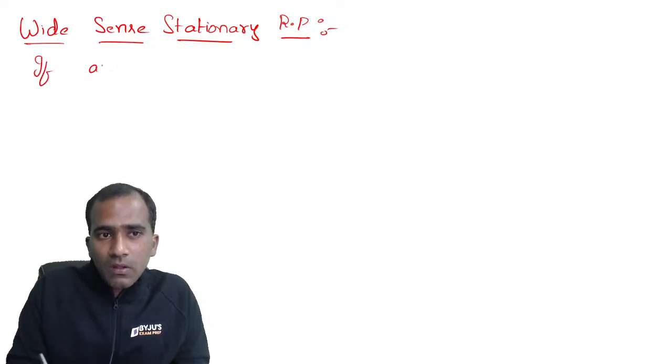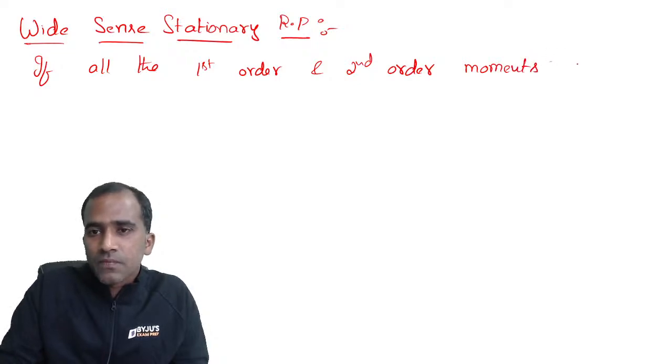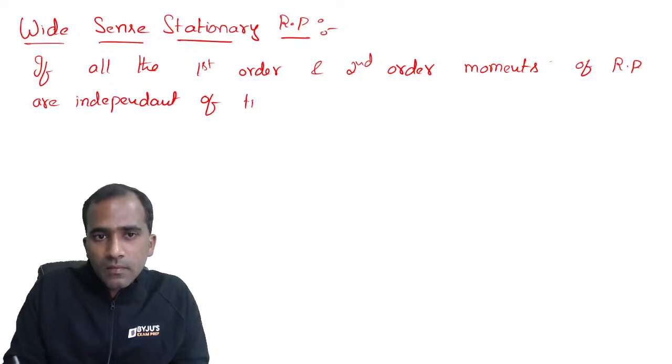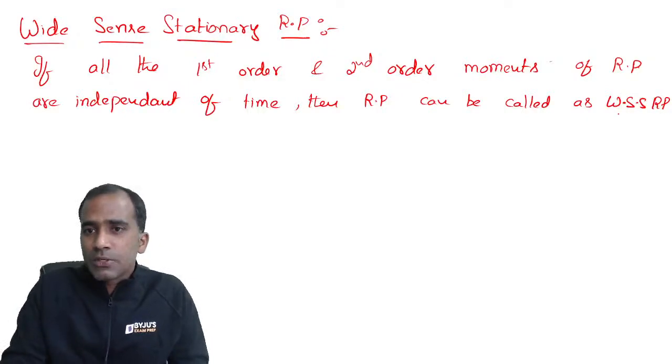If all the first order and second order moments of a random process are independent of time, then a random process can be called as wide sense stationary. In short, we also call it as WSS random process. Wide sense stationary shortcut is WSS.